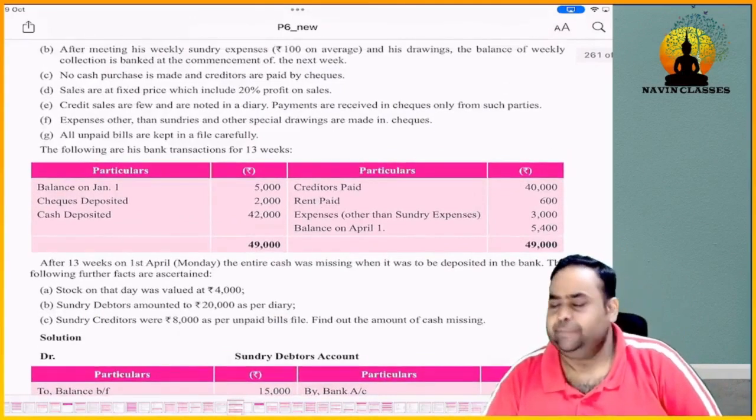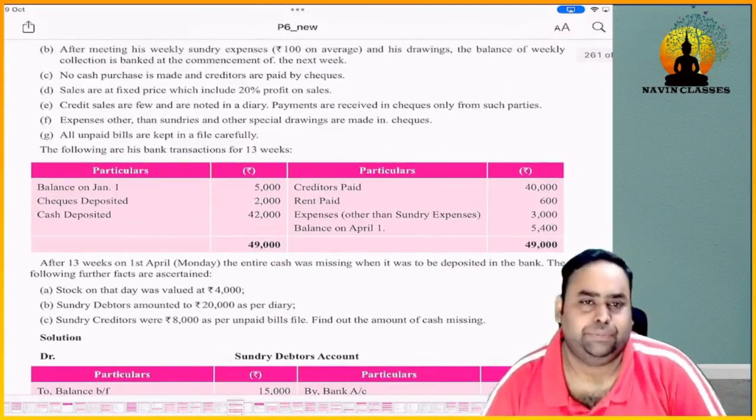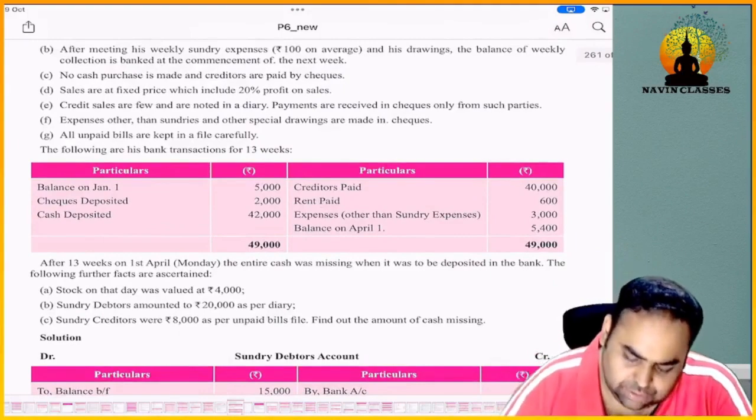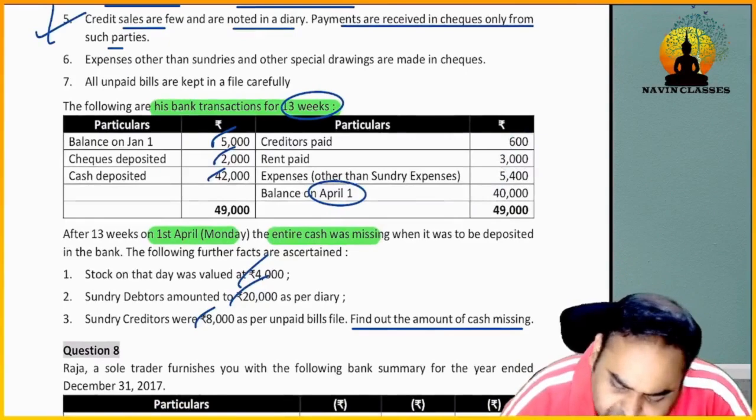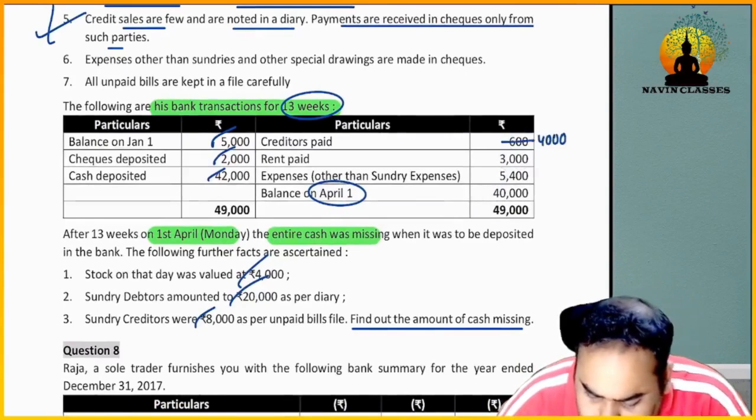I found it. There's a mistake. Correct the figures once. The creditor will be paid 40,000. I am correcting the figures. You should also do it. The creditor will be paid 40,000.